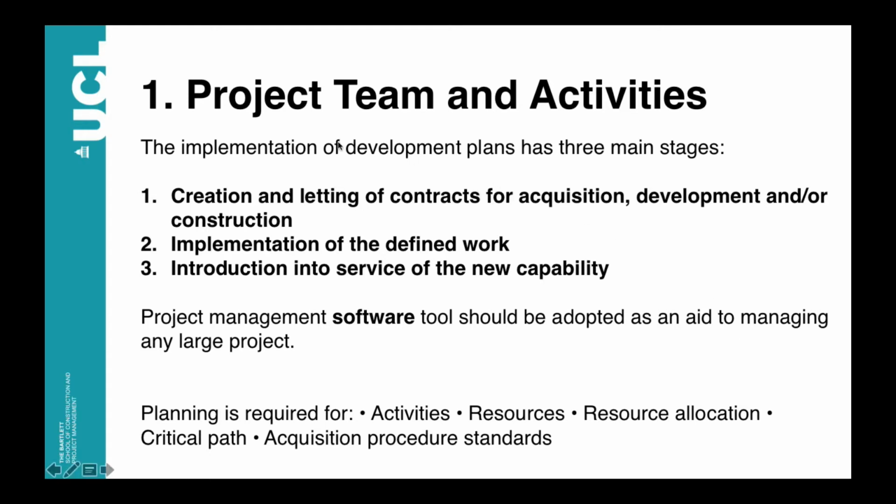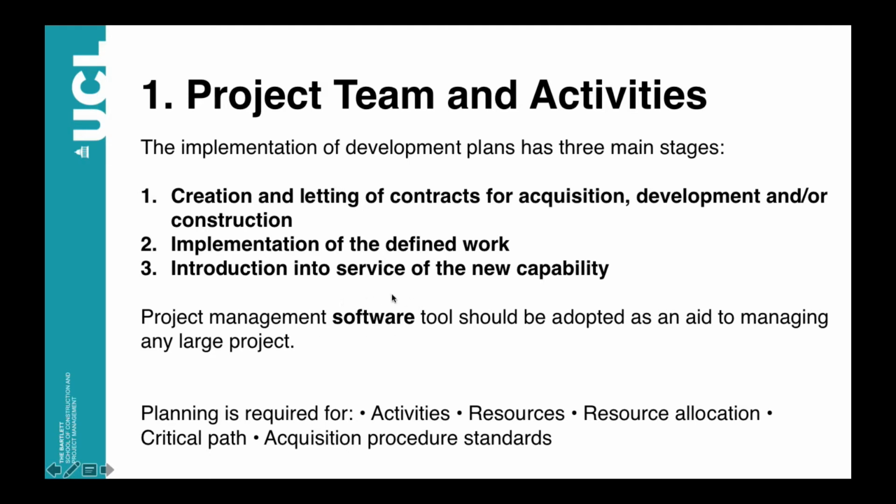In the implementation of the development plans, we can distinguish three main stages. The first one is about the creation and letting of contracts, these contracts for the acquisition, development, or construction that the project involves. The second one would be the implementation of the defined work. So basically, we have already identified all the activities that we need to carry out, and now we have to implement them. The third stage is the introduction into service of the new capability.